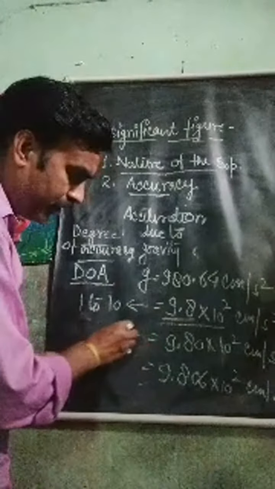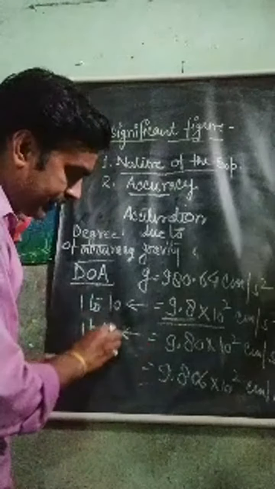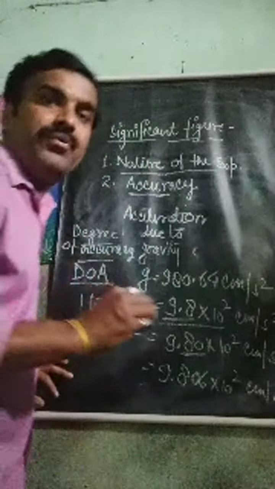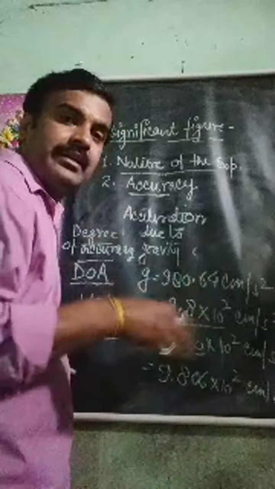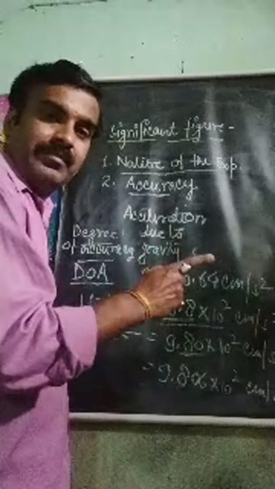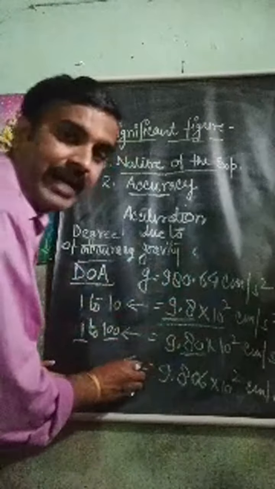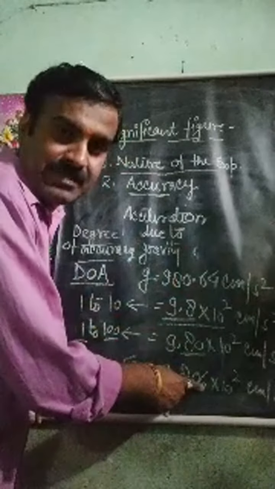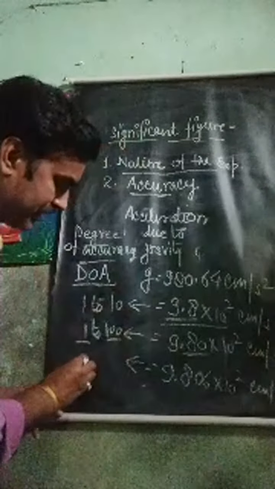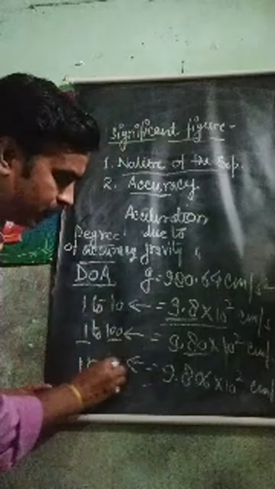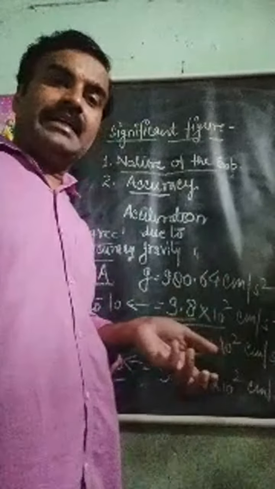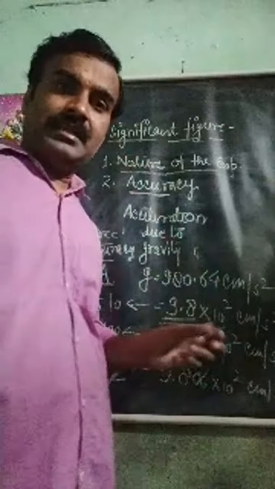Here, the degree of accuracy is 1 to 100. Why 1 to 100? Because I have written it up to 2 decimal points. Once we write up to 2 decimal points, the degree of accuracy increases. That means 2 decimal points is 100, 1 decimal point is 10. Now here, since we have written up to 3 decimal points, the degree of accuracy will be between 1 to 1000. By this way we can write the degree of accuracy along with the number.